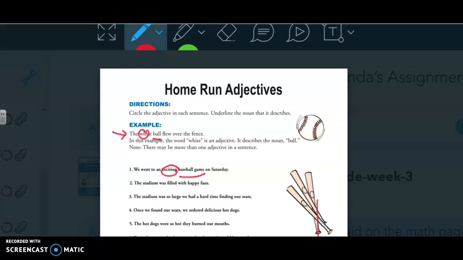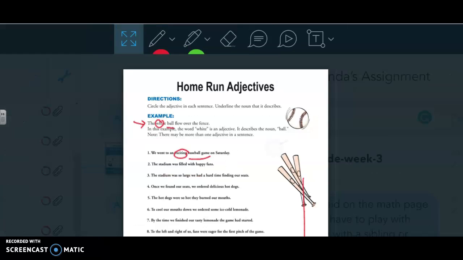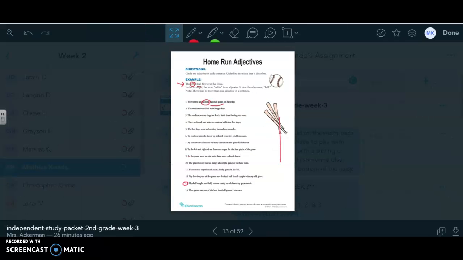All right, so this is one that I do not really want you to skip, boys and girls. I know it might be harder, but I think you need to work on this skill.